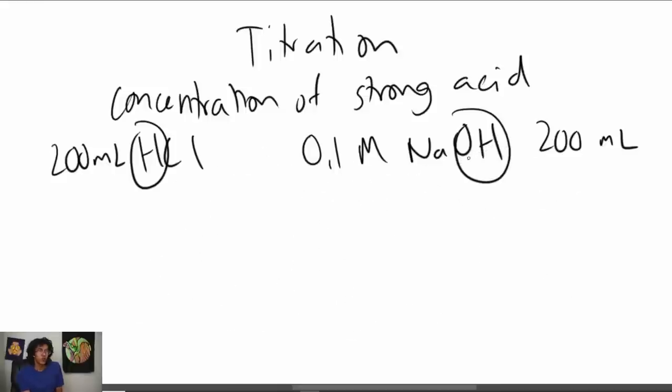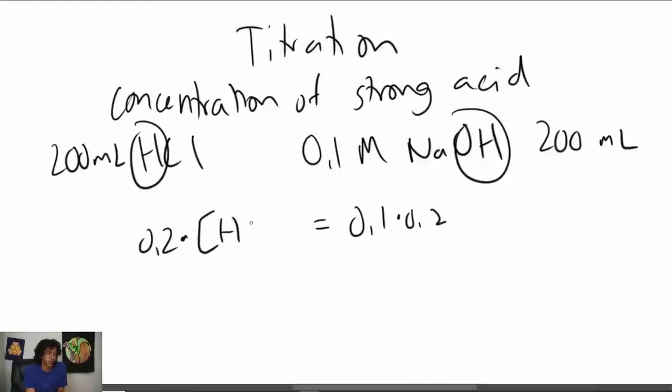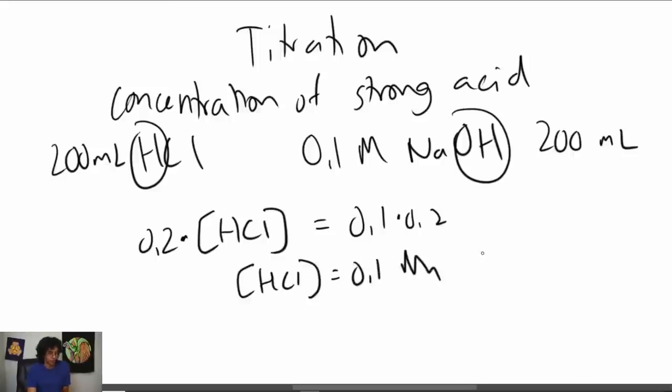Then essentially, moles of NaOH is equal to 0.1 times 0.2, right? You've got moles per liter, you multiply by 0.2 liters. And then we know the moles of hydrogen here is equal to 200 milliliters, or 0.2 liters, times the concentration of HCl, which is what we're trying to solve for. So essentially, we just get that the concentration of HCl is equal to 0.1 M.